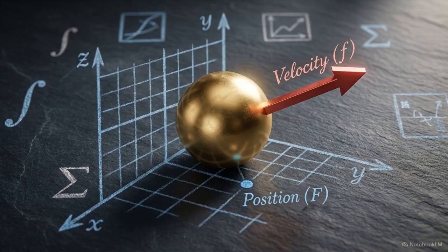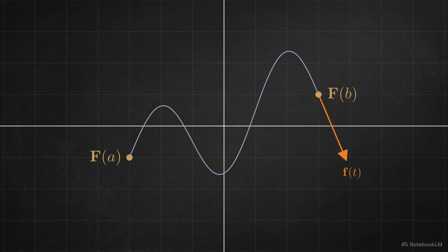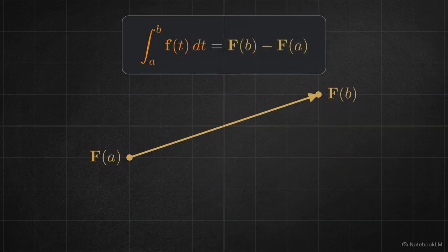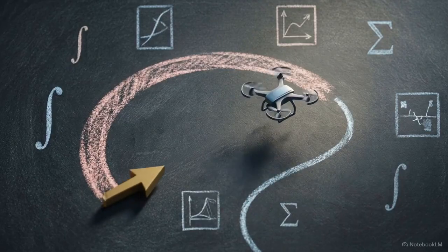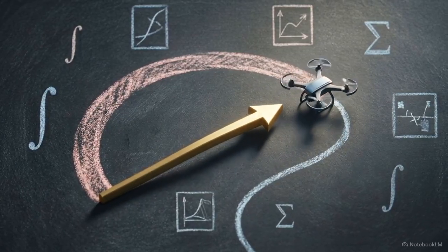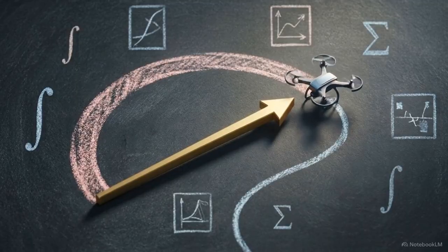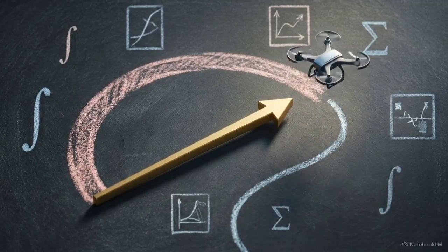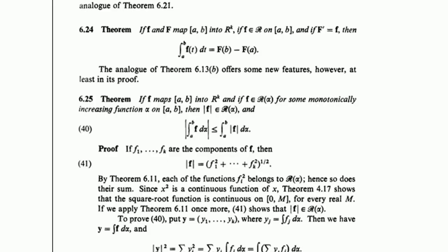If we define lowercase f as the velocity of an object, then capital F represents its exact position in space at any given time. Integrating this velocity from a to b allows us to bypass the specific path taken, calculating net displacement. The theorem reduces all intermediate velocity data to a single vector connecting the start and endpoints. Theorem 6.24 demonstrates that the relationship between instantaneous change and total accumulation remains consistent, regardless of the number of dimensions involved. This logic also extends to physical boundaries.